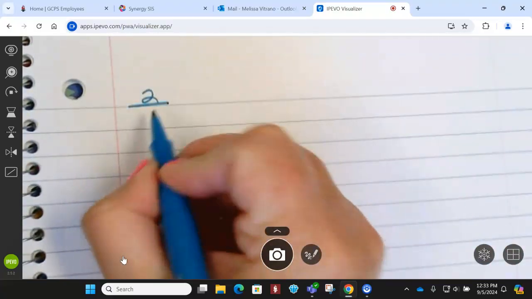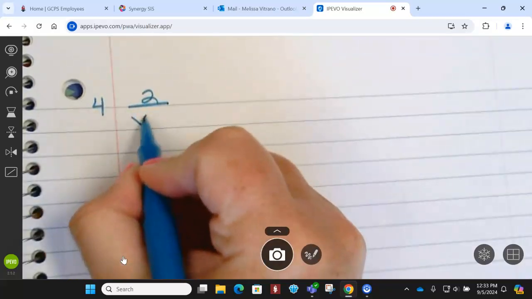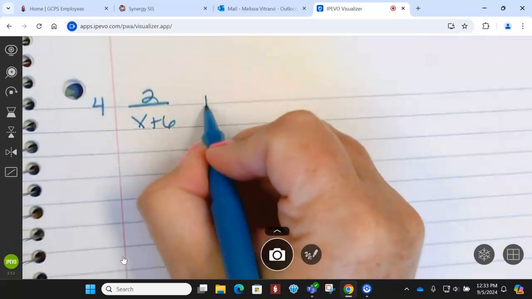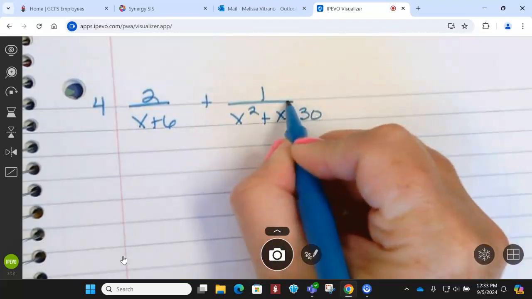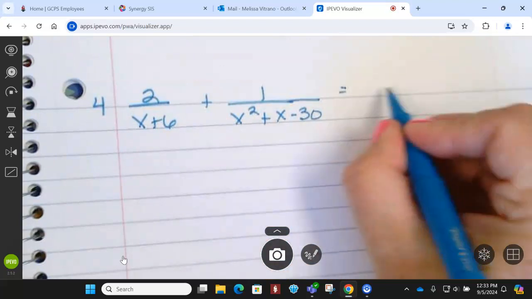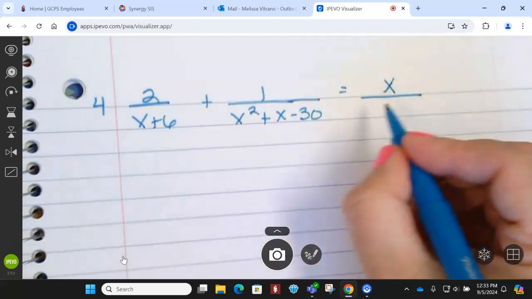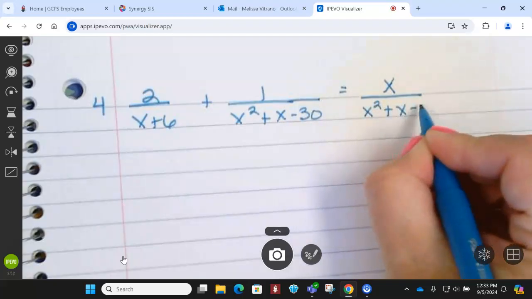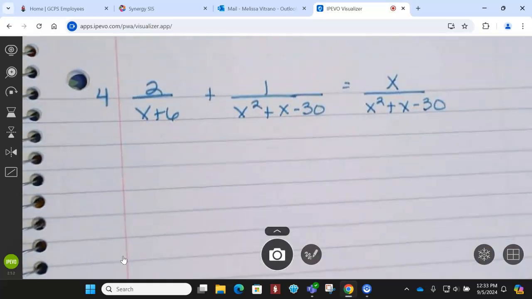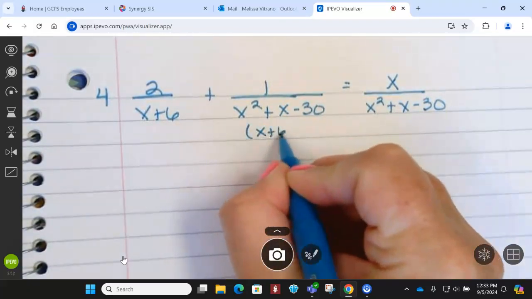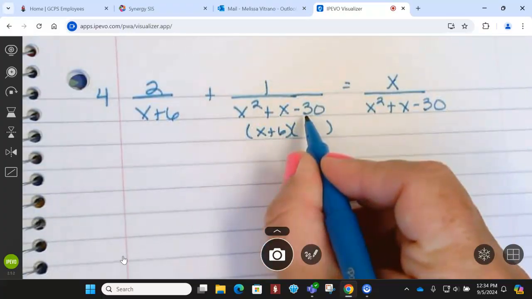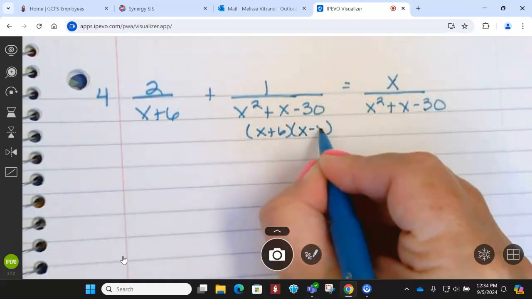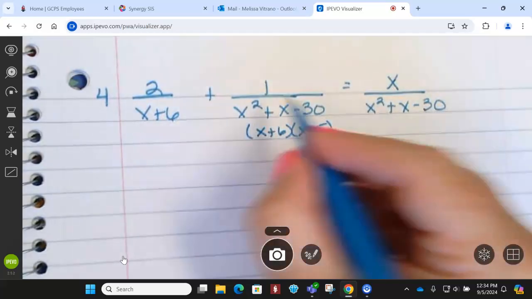So 2 over, and we're on number 4 now. X plus 6 plus 1 over x squared plus x minus 30 equals x over x squared plus x minus 30. Okay. We're going to do fake factoring again. So I know this will be x plus 6. So positive 6 times what is negative 30? The answer is x minus 5.